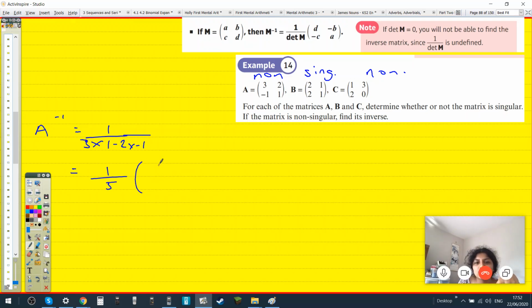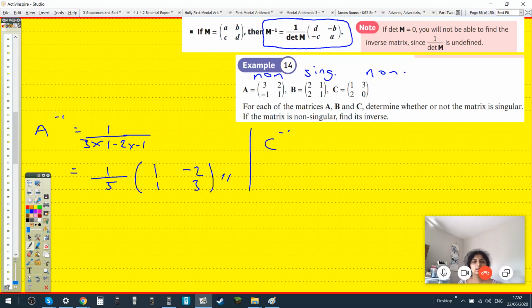Wait, I thought it was 1 over determinant m is equal to that bracket. I didn't realize that was a part of it. Okay, it's times it. I'm confused now. So 1, minus 2, 1, 3. That's it.